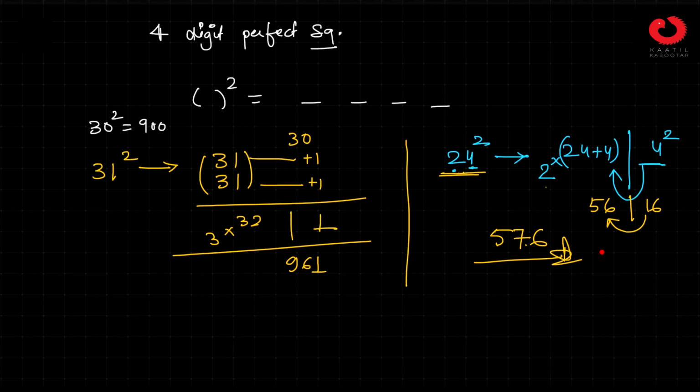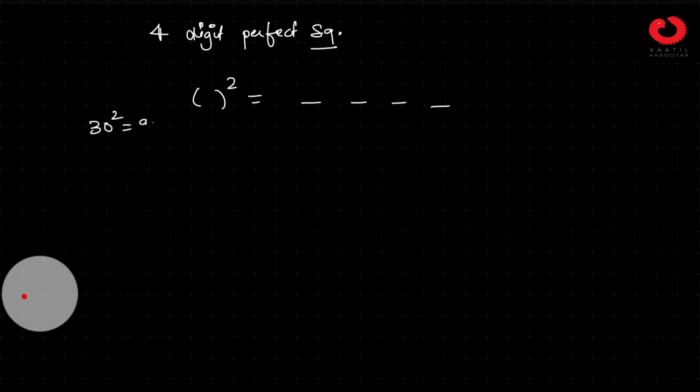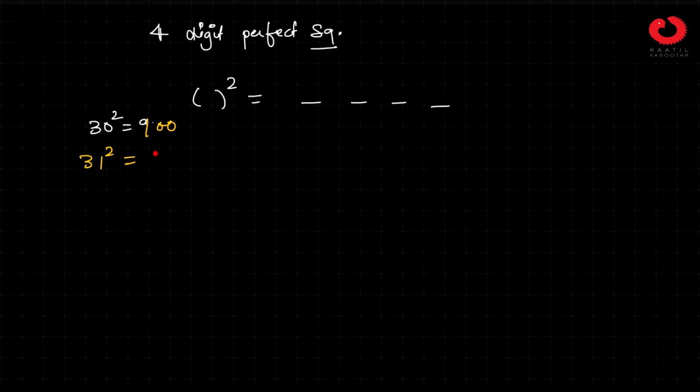This is one very quick multiplication trick, which I hope you have seen in my multiplication lecture, and then it will be easier. Other tricks we will also discuss later. Now, coming back to the question, sorry for this digression. We can see that 30 square is 900 and 31 square is 961.